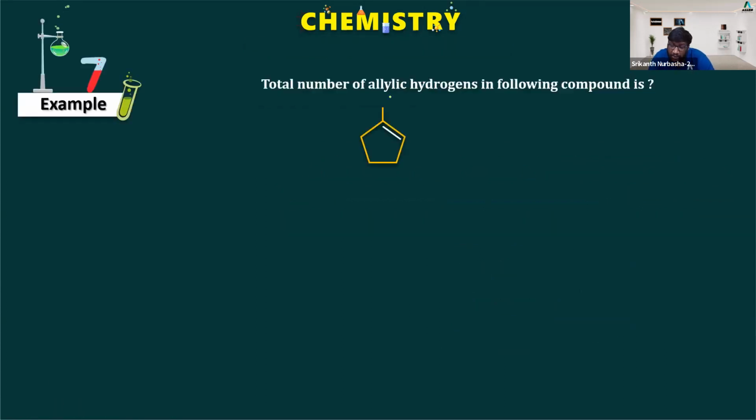Calculate the total number of allylic hydrogens in the following compound. Total number of allylic hydrogens in this particular compound given to you. 7. Yes or no? So allylic means this is an allylic carbon. Here we have 3. This is also allylic. Here we have 2. This is also allylic. Here we have 2. So 7 allylic hydrogens are there.